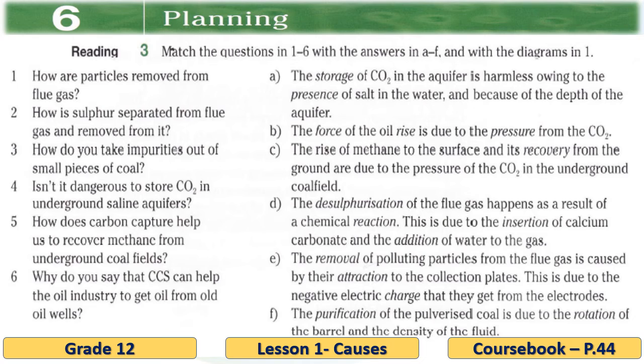Let's now, dear students, check your answers. Number 1, how are particles removed from flue gas? The answer is E. Number 2, how is sulfur separated from flue gas and removed from it? The answer is D. Number 3, how do you take impurities out of small pieces of coal? The answer is F.